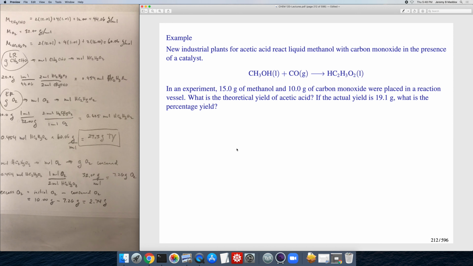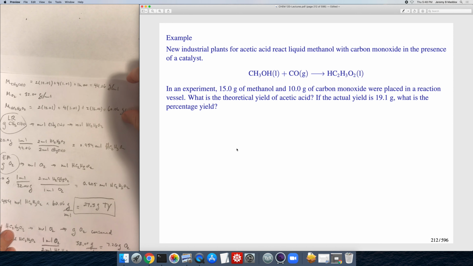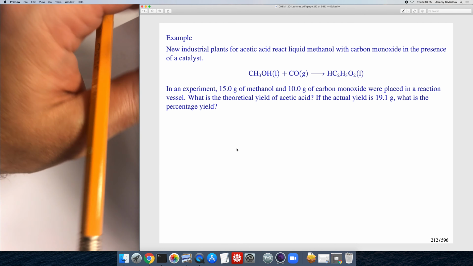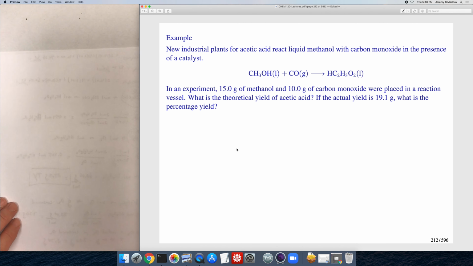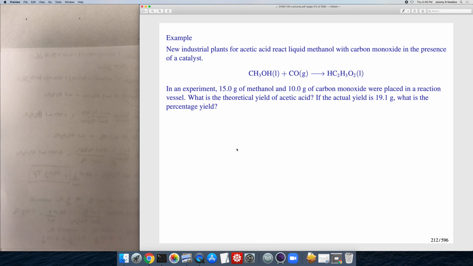I'm going to turn to a different type of problem. This one involves the actual yields and the percent yields. And so we'll get some more practice with our limiting reactant calculations. So here we've got methanol reacting with carbon monoxide to produce acetic acid. We've got 15 grams of methanol and 10 grams of carbon monoxide that are reacting. We want to find out what's the theoretical yield of the acetic acid, and then if the actual yield of the acetic acid is 19.1 grams, what would be the percent yield?